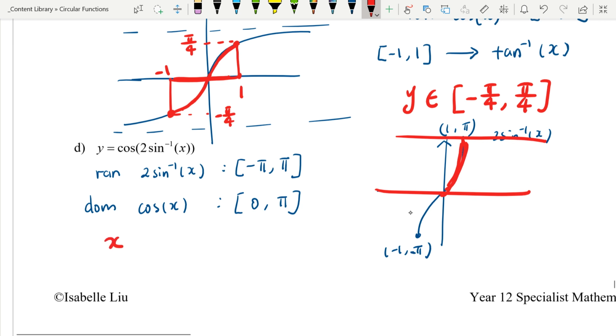So the domain of x can only be restricted from 0 to 1. I can't have the -1 to 0 part because that gives you a range of -pi to 0 and cannot be put into a cosine function.